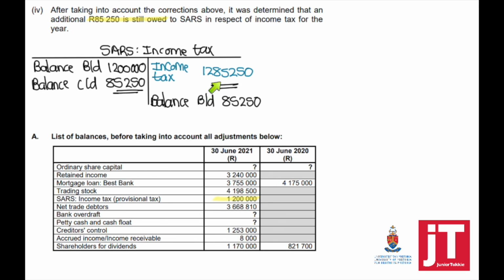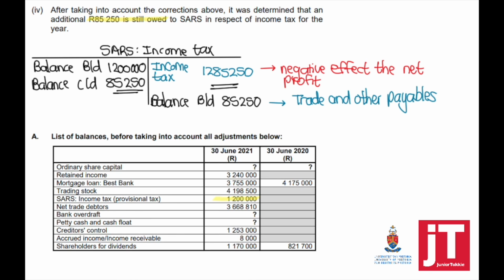This means that our income tax for this year, we need to add the provisional tax payment with the balance which we still owe. And that equals my income tax for this year. Income tax is an expense, which means this will negatively affect the net profit. The balance which is still owed, because we owe that, it must go to trade and other payables in my statement of financial position, which is note number 9, or it can appear on the face of the balance sheet.